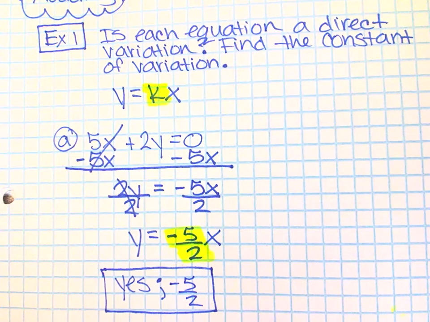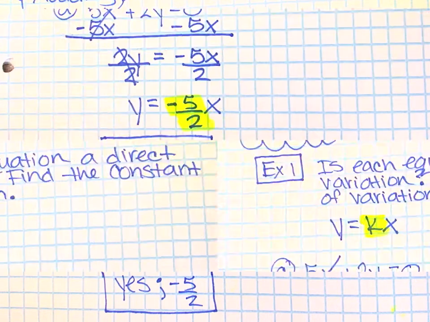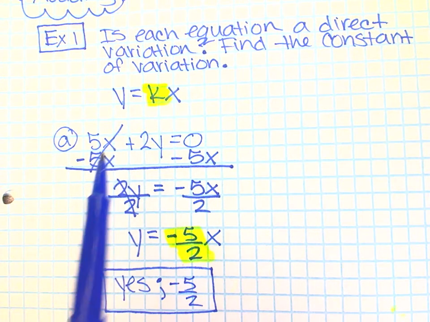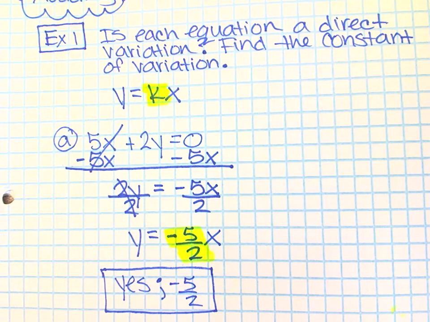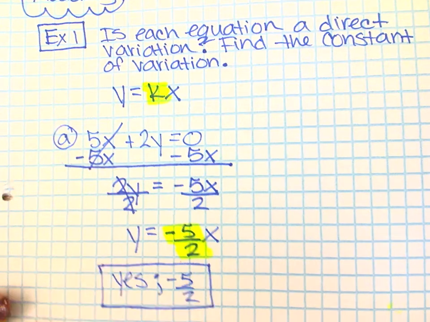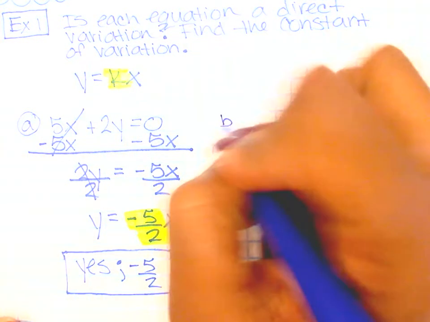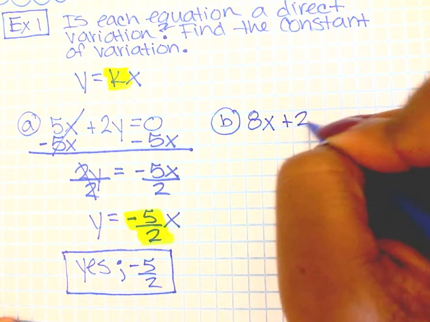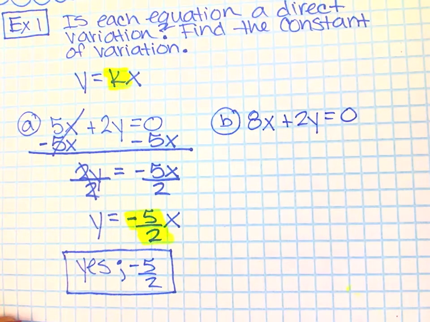Is it a direct variation? Yes, because I can make it look like this. And do I have a constant? Yes. So direct variation, to answer yes or no, it has to look exactly like this. Y equals some number times x. It can't be anything else. Okay? Let's try another. I have 8x plus 2y equals 0.